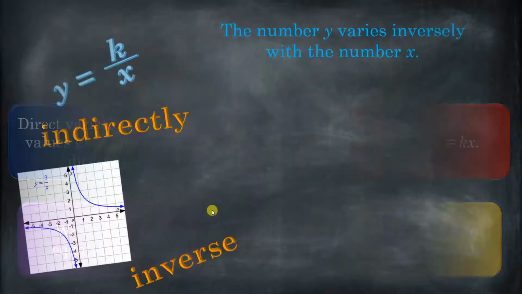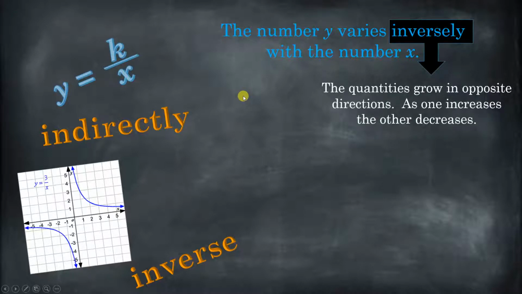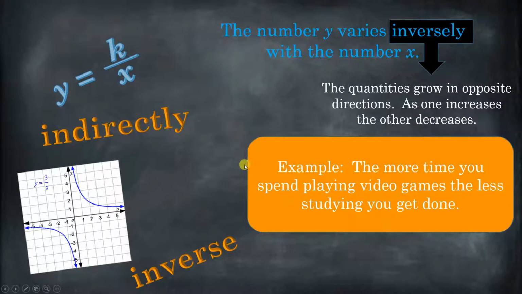Now, let's talk about the other type of variation. It's called inversely proportional or indirect variation or inverse variation, right? So here's what it's going to say. It says the number y varies inversely with the number x. Now, inversely is the other way. If y grows, x shrinks. If x grows, then y shrinks. So an example would be the more time you spend playing video games, the less time you have to get some studying done.